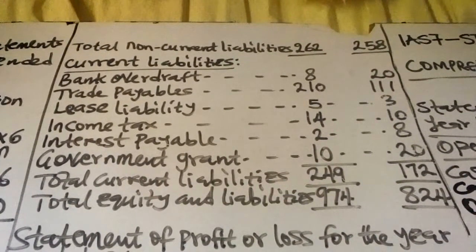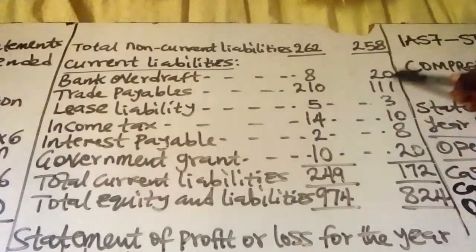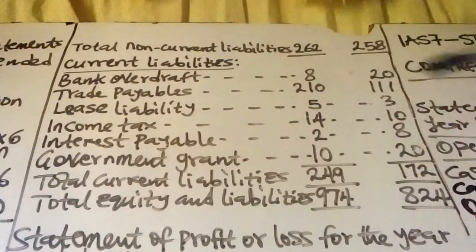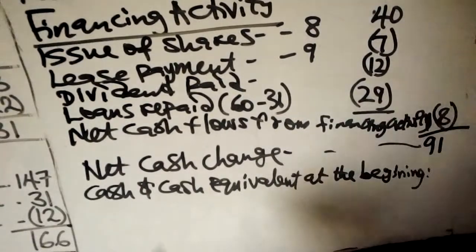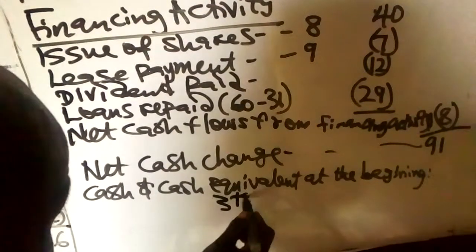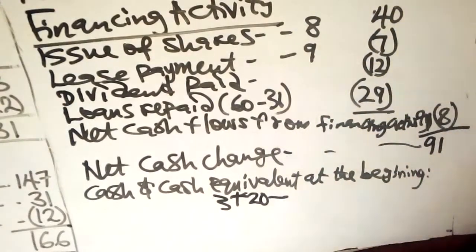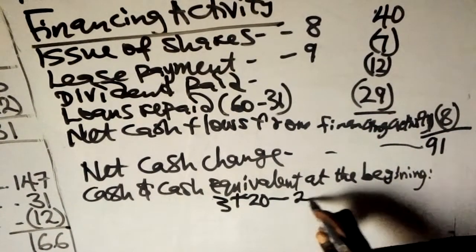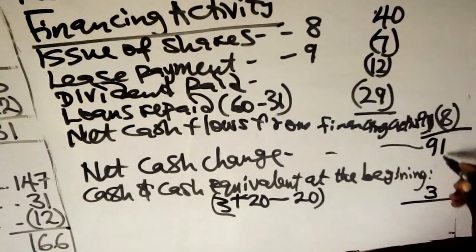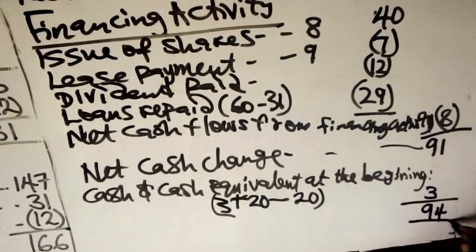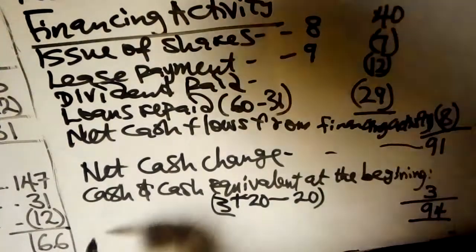Then under current liability, we also have bank overdraft. Bank overdraft, opening is 20. That means we have minus 20. So the 3 is your cash at bank under current assets. Then we have investment in the opening of 20. We have bank overdraft under current liability of 20 again. So after this, the balance will be 3. Then 3 plus 91, you have 94. That is cash and cash equivalent at the end.